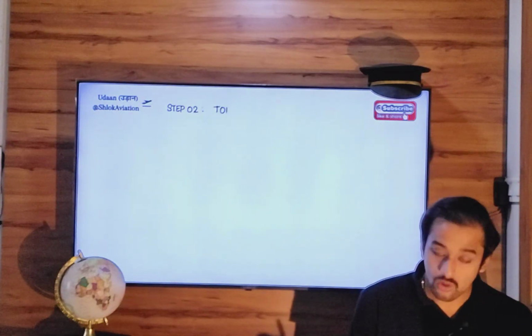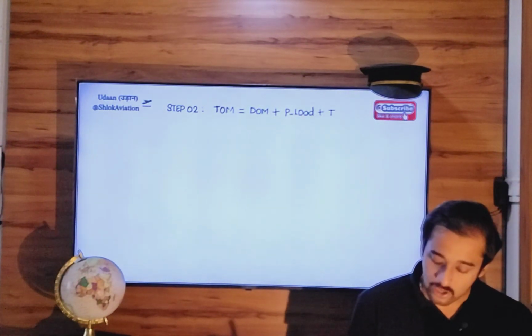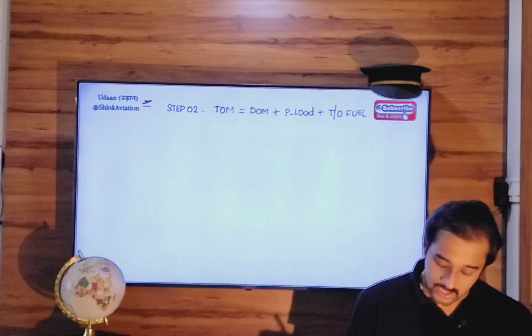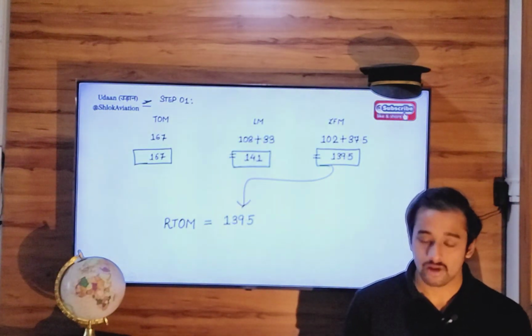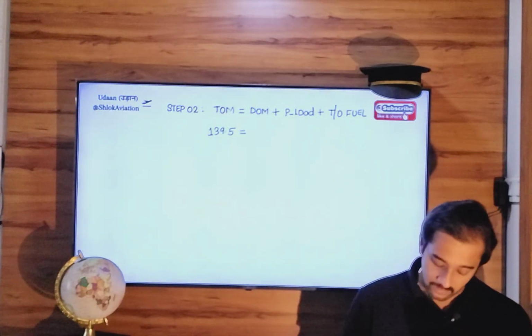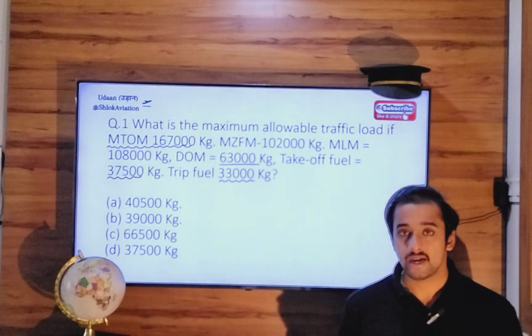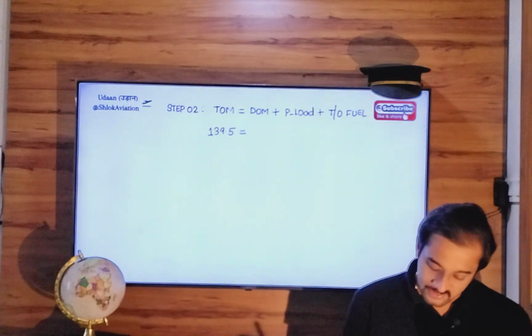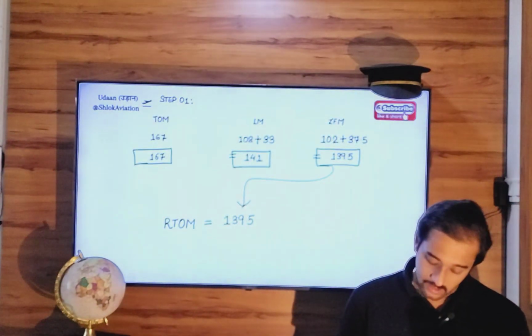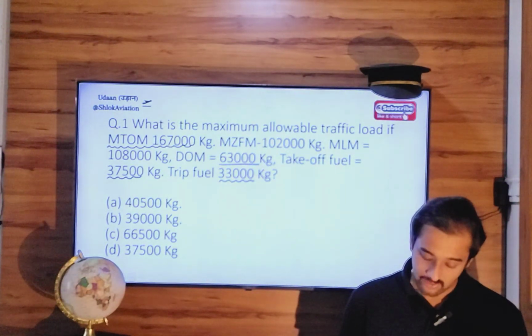Step number 2 is the direct formula. Takeoff mass is equal to DOM plus payload plus takeoff fuel or fuel on board. Substitute the values. In place of takeoff mass, you are going to write 139.5. In place of dry operating mass, you are going to write the value 63,000 kg. So 63,000 divided by 1000 is 63. Payload, or traffic load, you have to calculate. Takeoff fuel is 37.5.